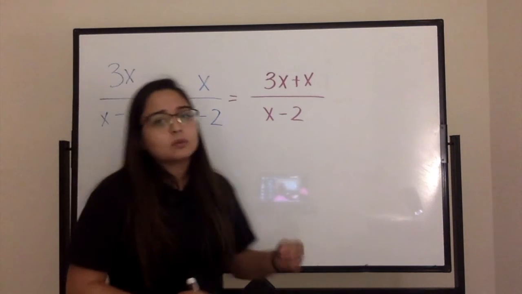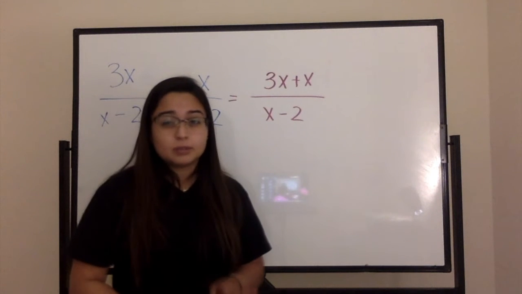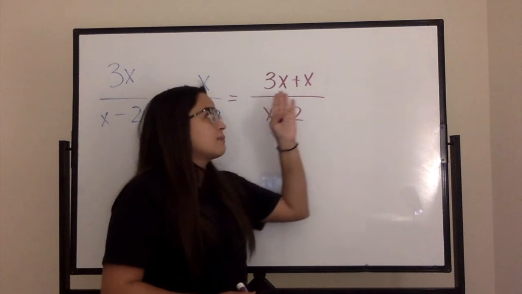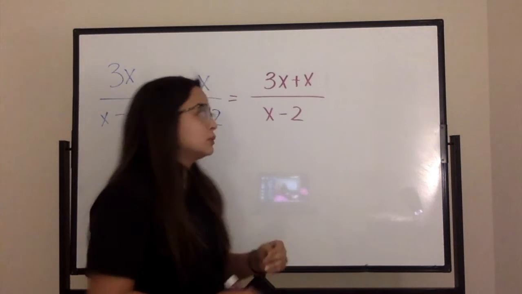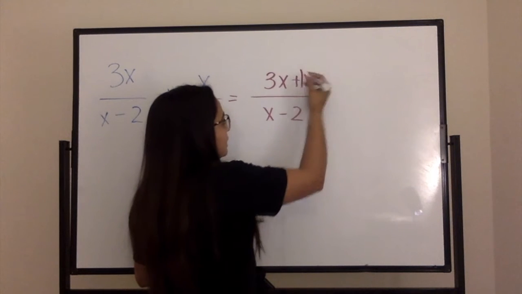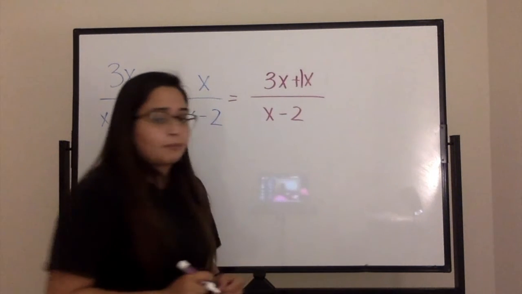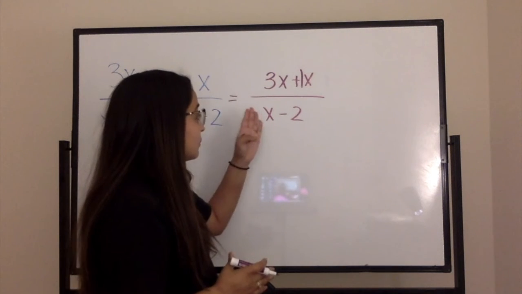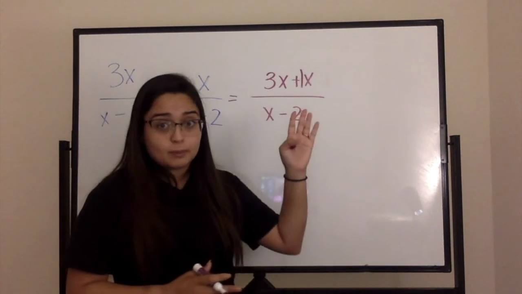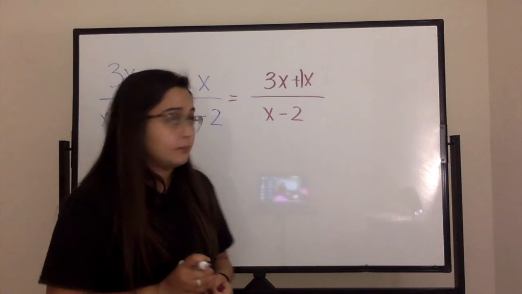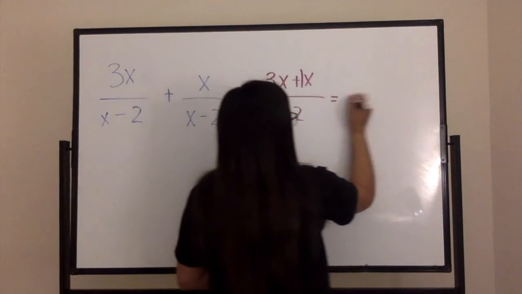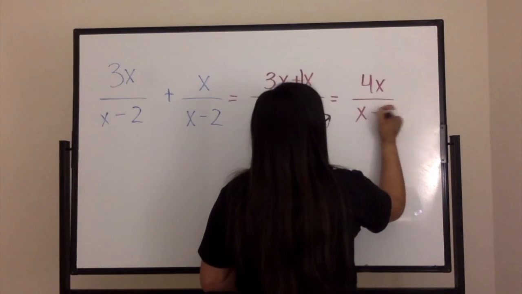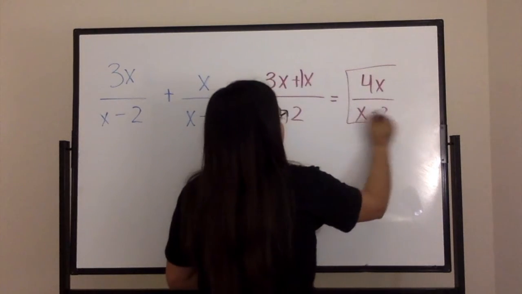Very well. Now, we know how adding variables can get a little tricky, right? But in this case, I have 3x plus x, which pretty much just is like having 3x plus 1x. We are adding two constants with the same variable. So they can combine or they can add. Therefore, we are left with 4x over x minus 2. And that would be your final answer.